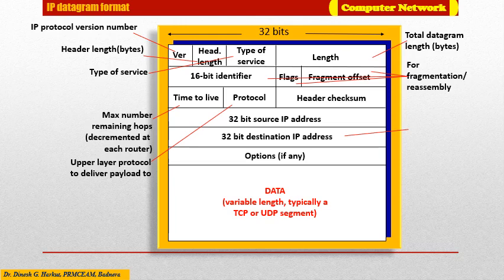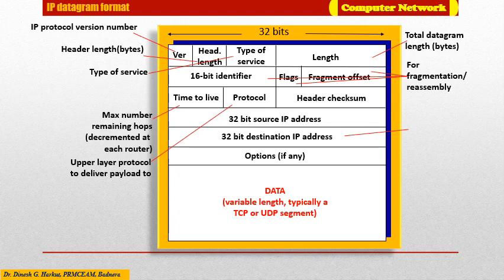For example, value 6 indicates that the data portion is passed to TCP, or if the value is 17, it indicates that the data is passed to UDP. It will simply indicate to whom this particular data is meant for, whether it is the TCP protocol or the UDP protocol or any other protocol which is implemented at the transport layer.